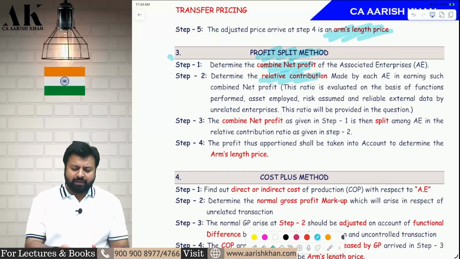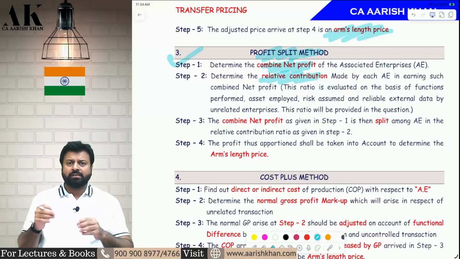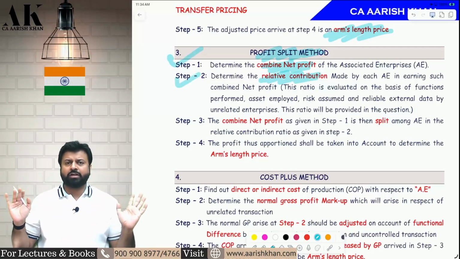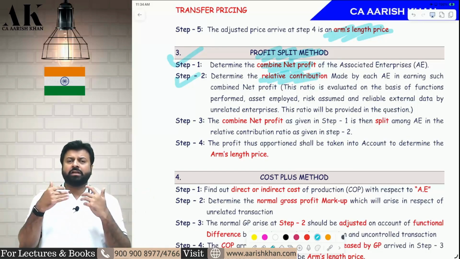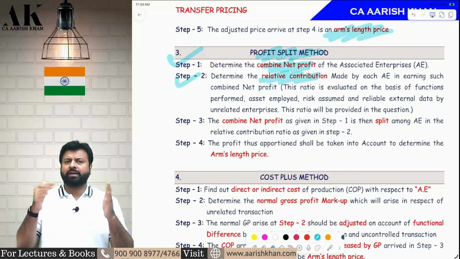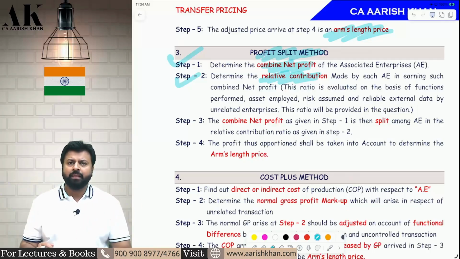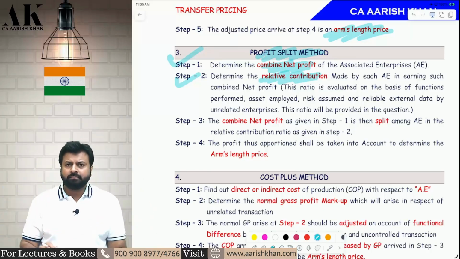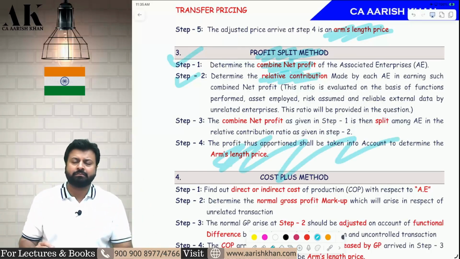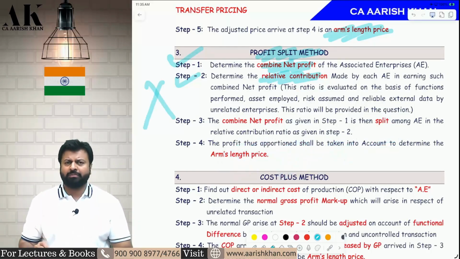So step number 1, find out the combined profit, $10,000. Then step number 2, find out the relative contribution ratio. Now divide the profit in this ratio, 50, 30, 20. So 10,000 divided in 50, 30, 20 is equal to 5,000, 3,000, 2,000. Now give 5,000, 3,000, 2,000 to everybody, and they will add this to their cost. Profit will be added to their respective cost and you will get your arm's length price. As simple as that. This method is not a very important method for examination.